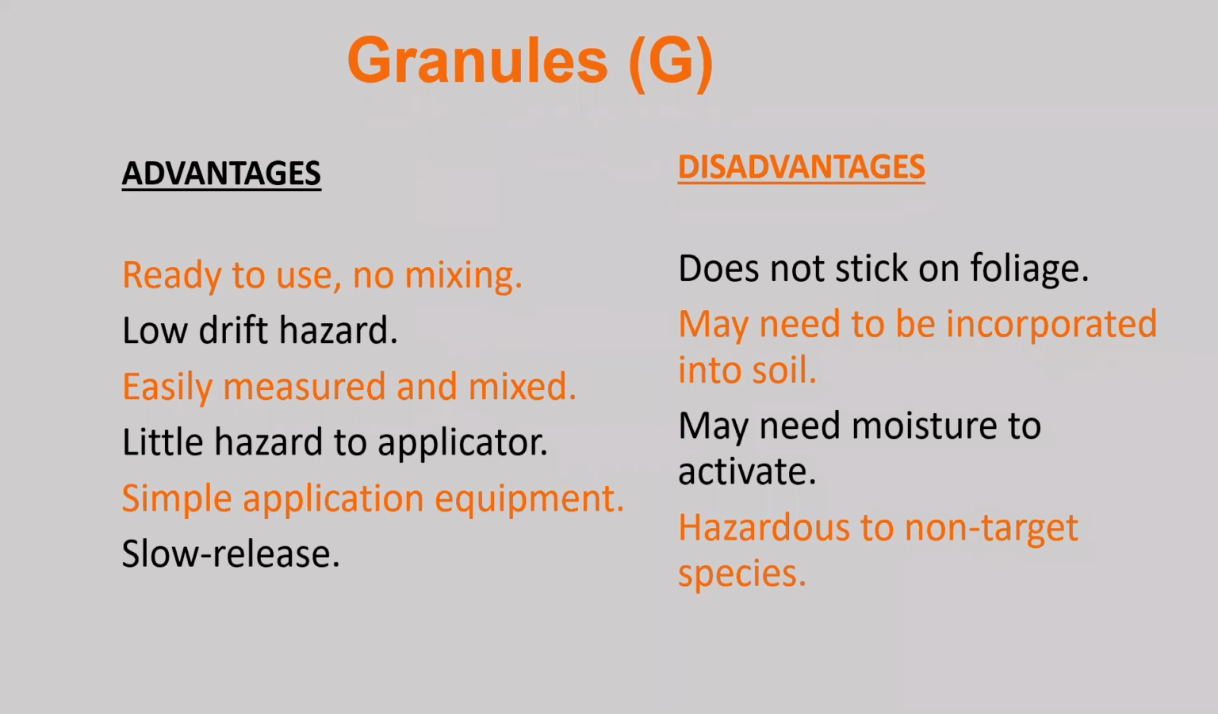The disadvantages: this is not a foliar type product, meaning the plant doesn't take it in through the leaves. It may need to be incorporated into the soil, and may need moisture to activate. A lot of times the labels say it needs to be watered in, and most of these products can be hazardous to non-target species.